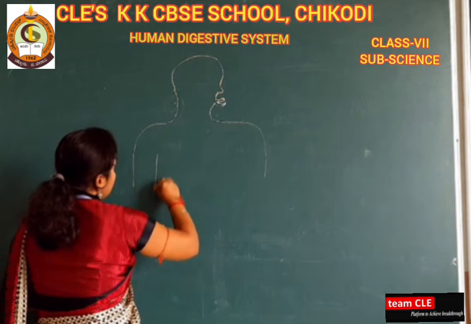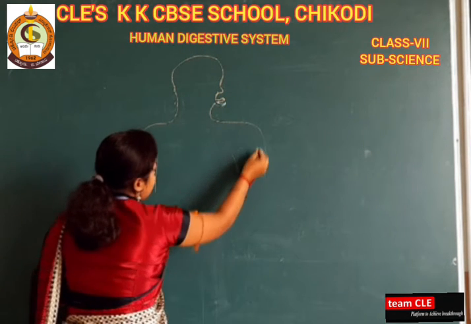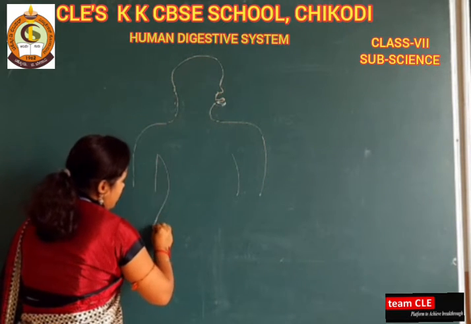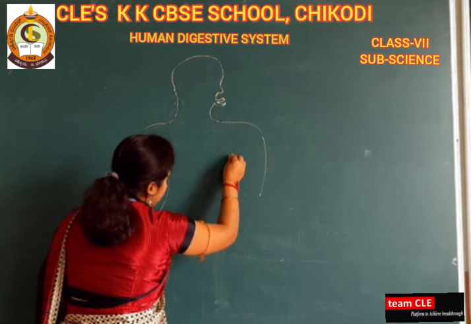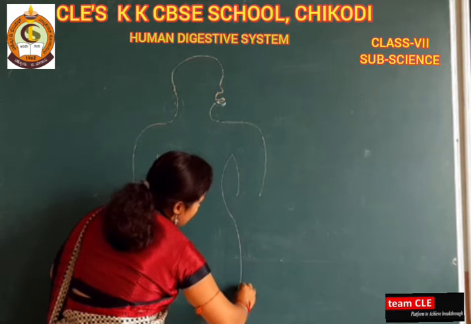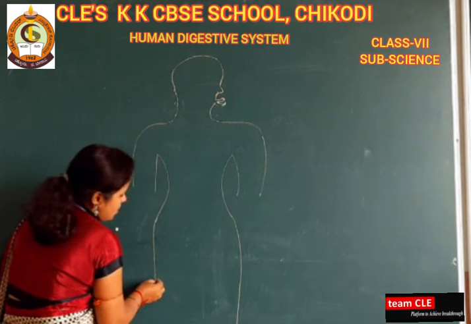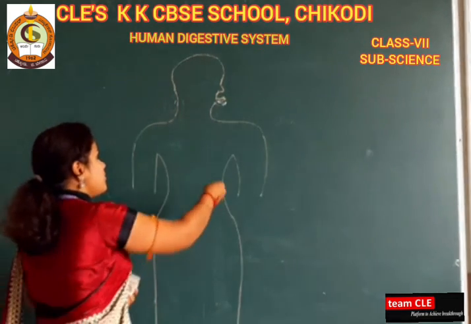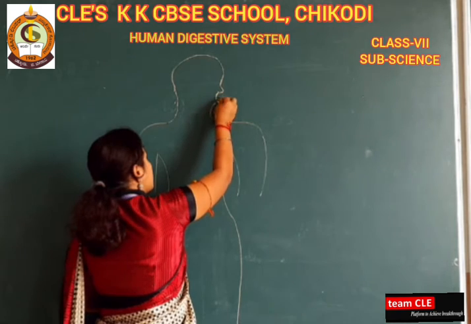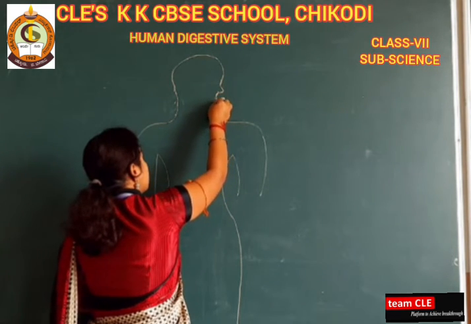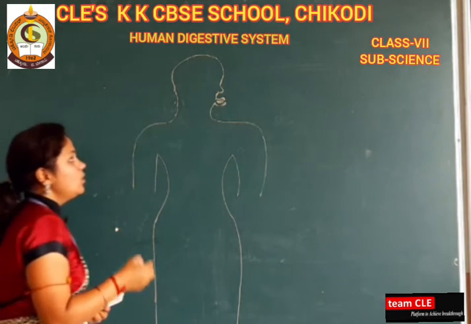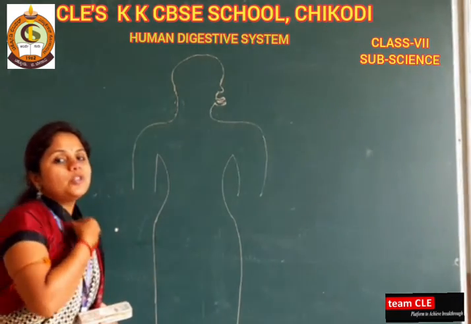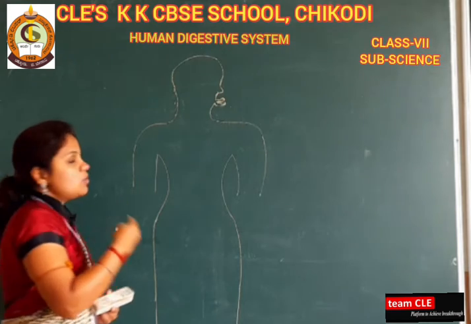Draw two hands here, and then give the next curve as the shape of a human being. So this is your body structure of a human being. Now after drawing the mouth, the next concept is that we are going to start the digestive system from the food pipe.